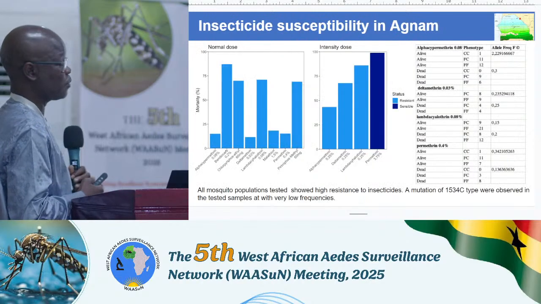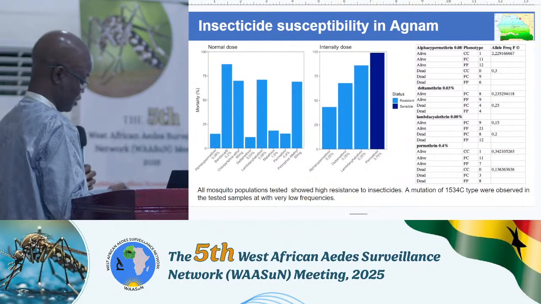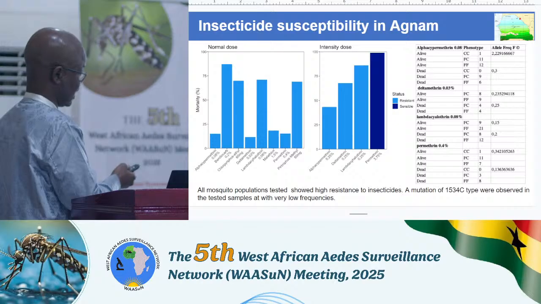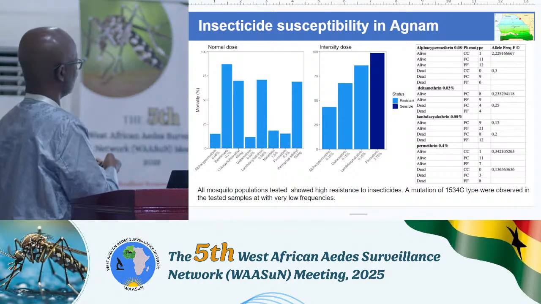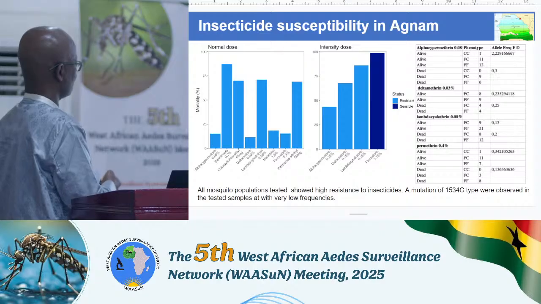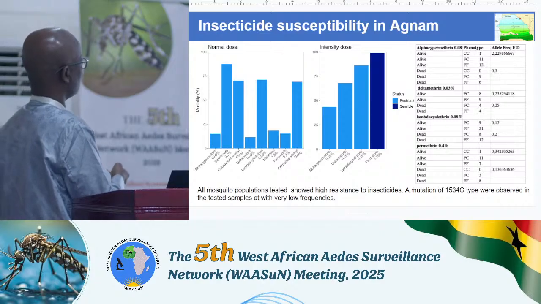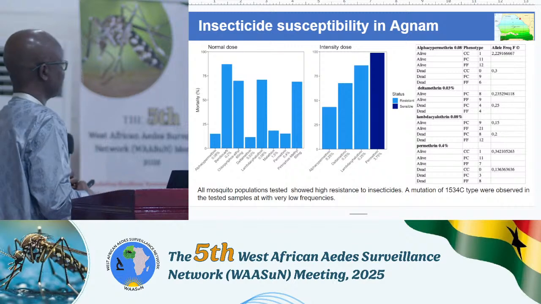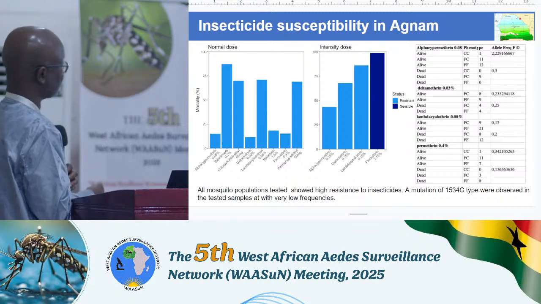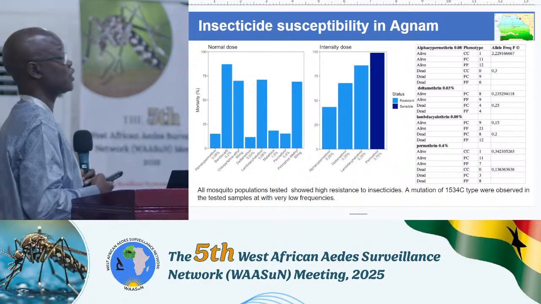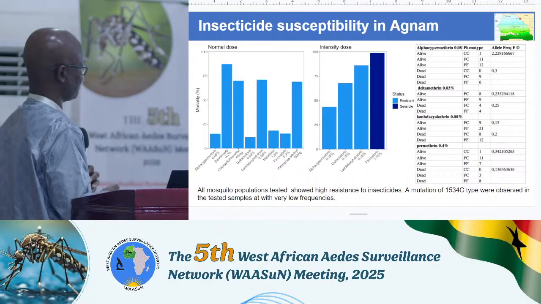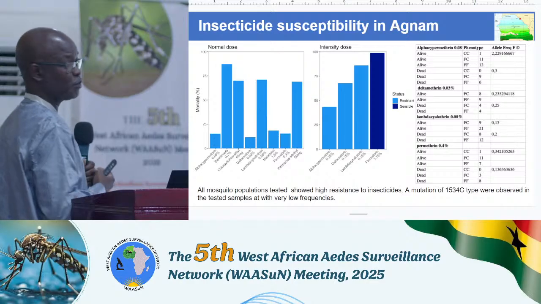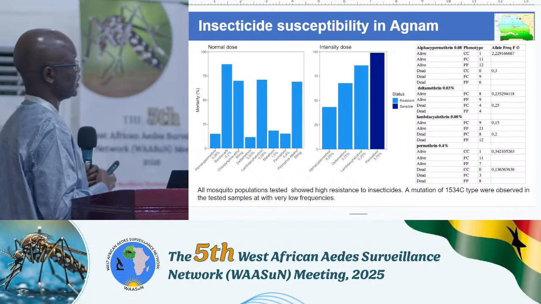We also did some insecticide susceptibility tests, mainly in the locality of Anyam in the northern part. And we found that when we use the normal dose, you have here the normal dose of alpha-cypermethrin and the other insecticide, all the population was resistant. And even when we use the intensity dose, where sometimes the doses are multiplied by 10, we also found that except for permethrin, all the population was resistant to this insecticide.